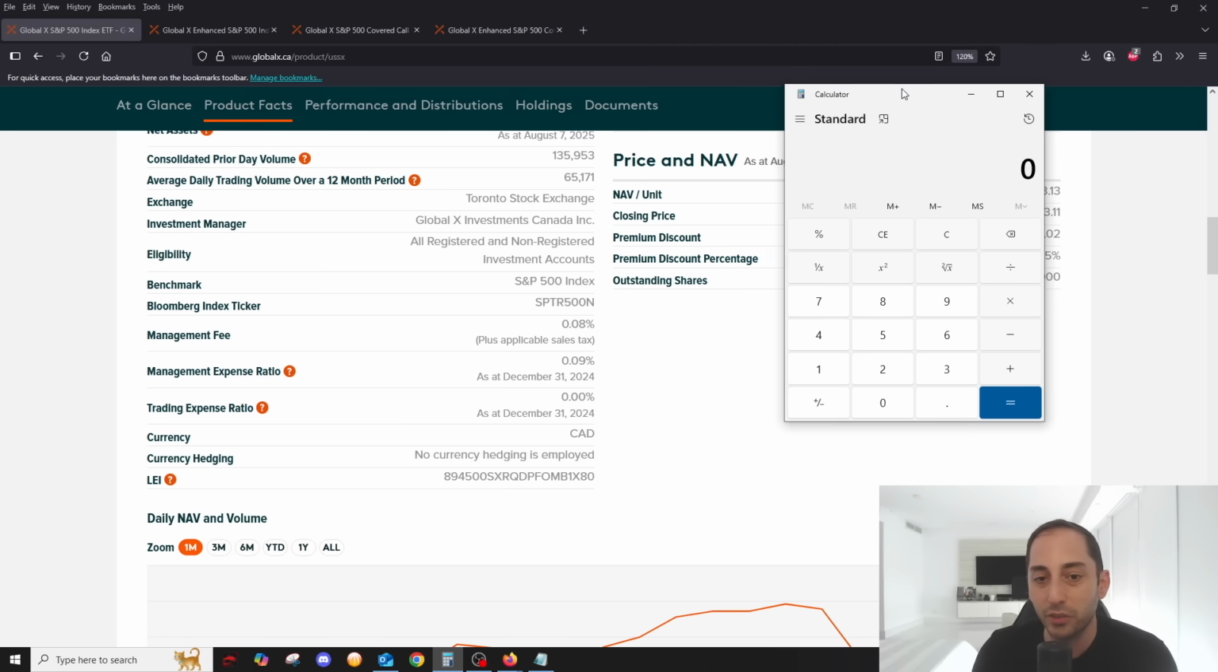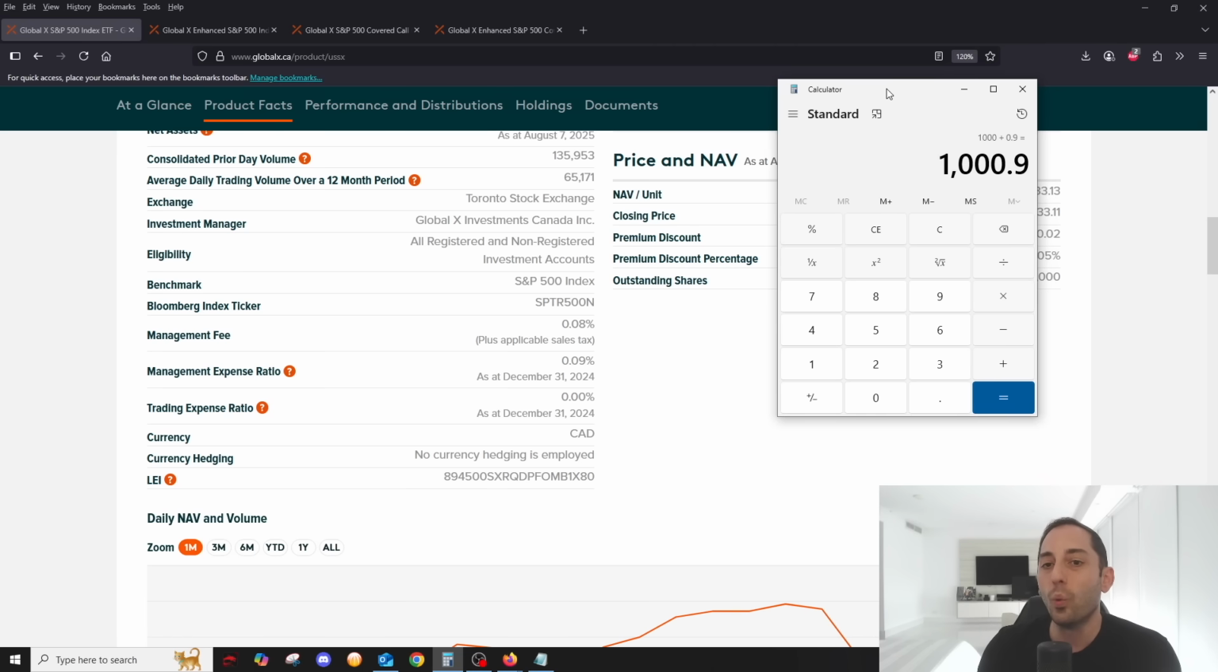The easiest way to do it, and this is on an annual basis, by the way: let's say you invest $1,000 into this ETF. If you do 1,000 times 0.09%, the MER, it's basically 90 cents. So for every $1,000 that you invest in this fund, you are paying an annual management expense ratio, an annual fee, if you will, of 90 cents.